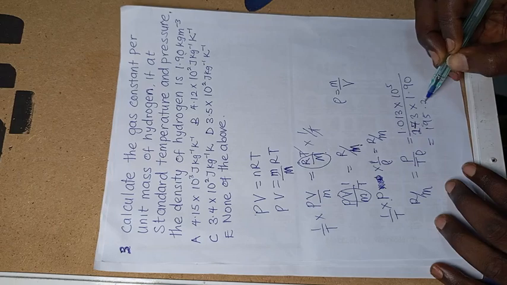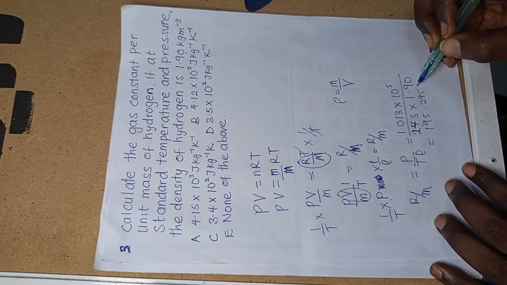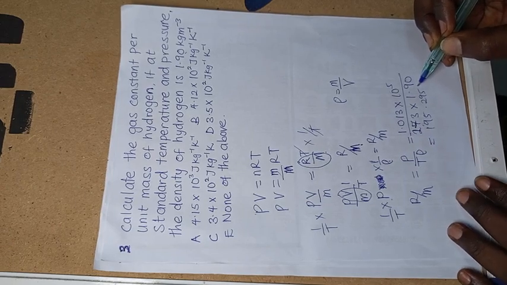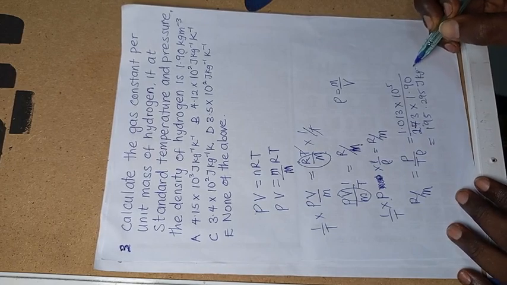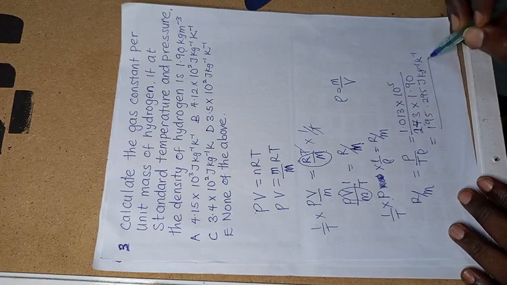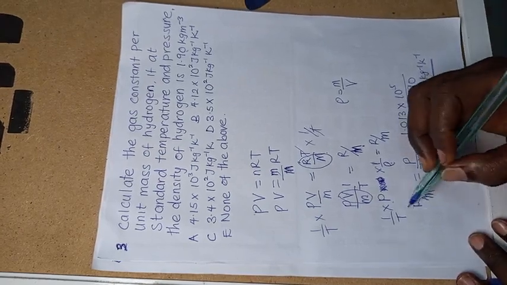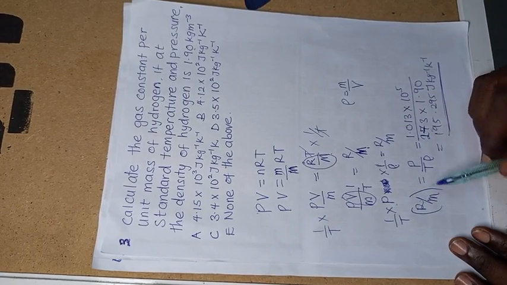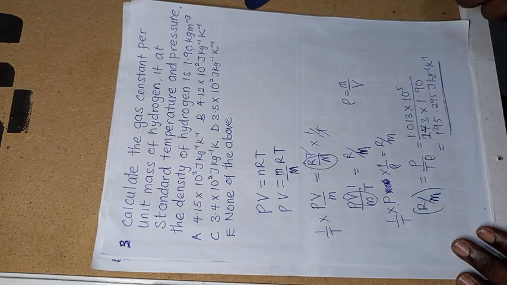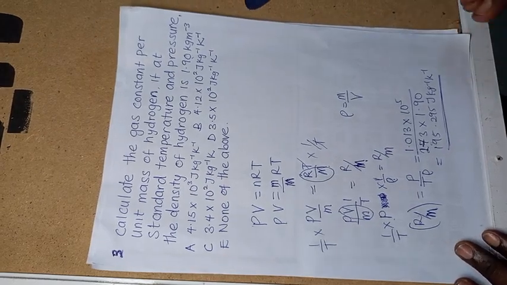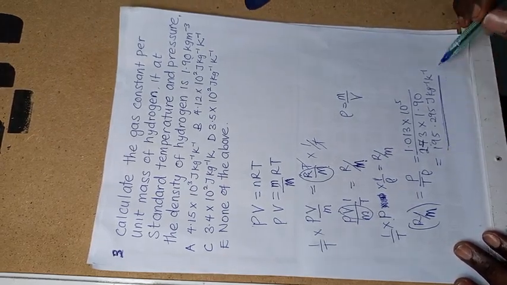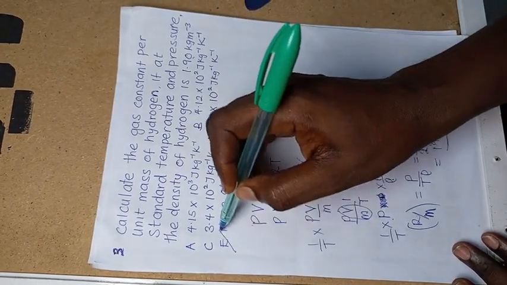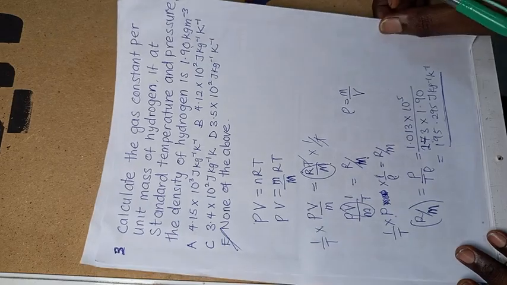What I want to have is 195.2 what? Joules per kilogram per Kelvin. So this is the gas constant per unit mass of hydrogen, the molar mass of hydrogen per unit mass of hydrogen. So this is the answer to that question, and that will be none of the above.